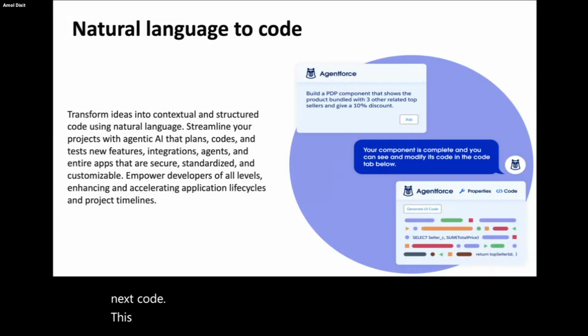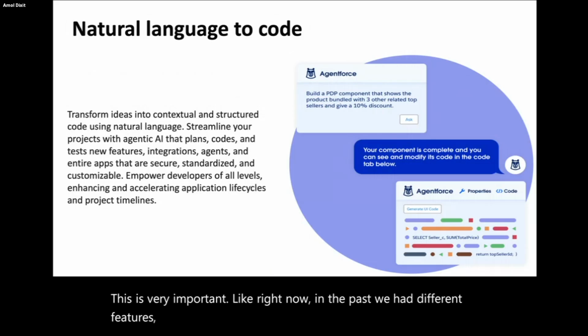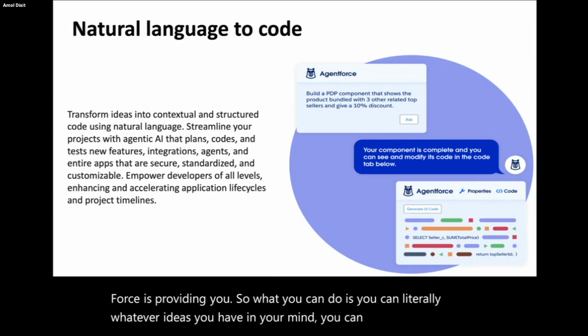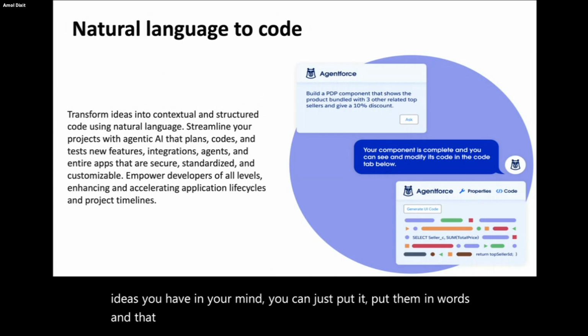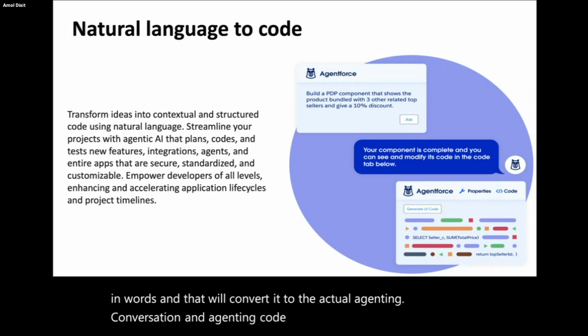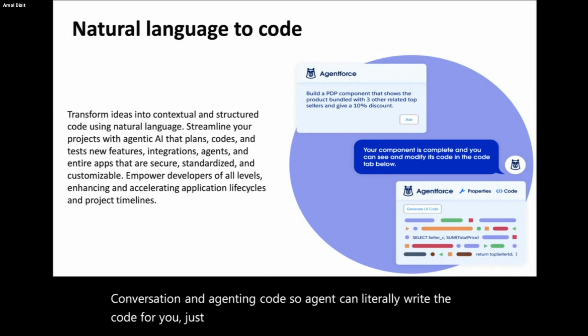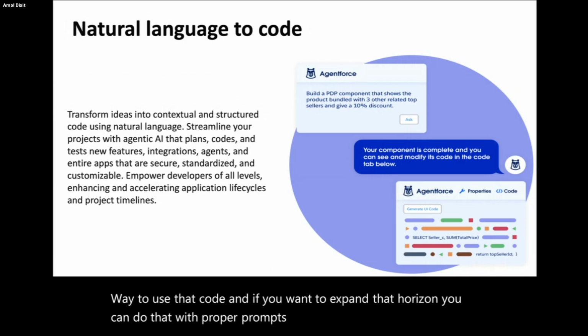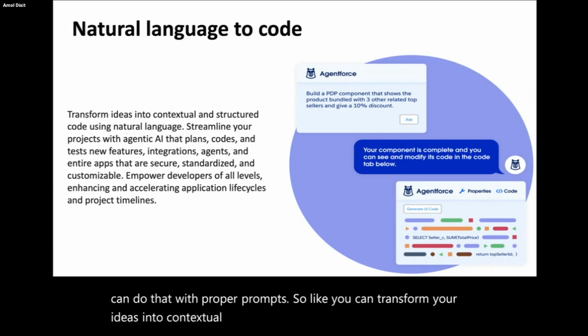This is very important. In the past, we had different features, but now, natural language to code. This is what Agentforce is providing you. Whatever ideas you have in your mind, you can just put them in words, and that will convert it to the actual agentic conversation and agentic code. So the agent can literally write the code for you. You just need to understand where to use that code, and if you want to expand that horizon, you can do that with proper prompts. You can transform your ideas into contextual and structured code with natural language.